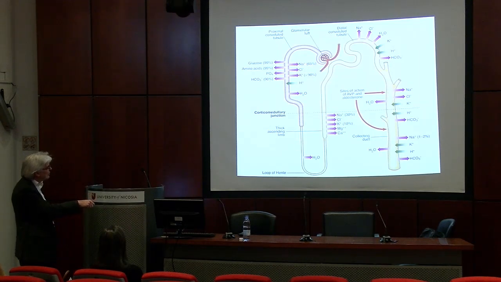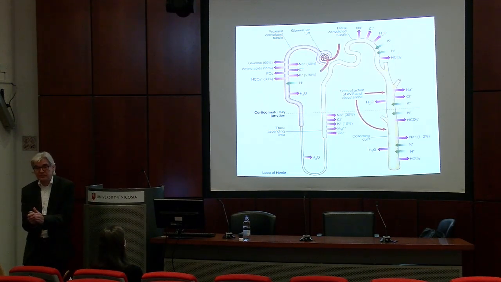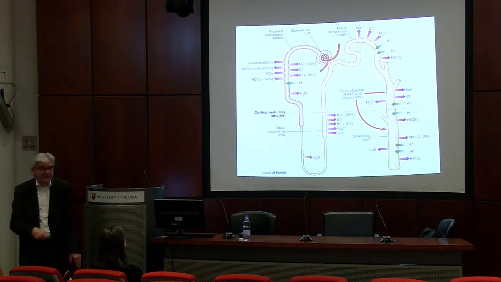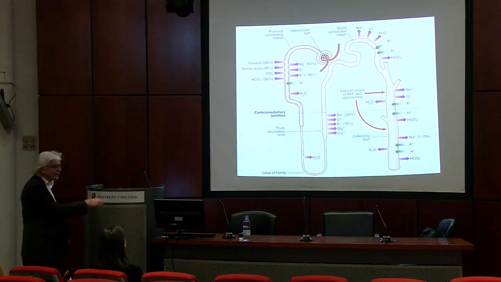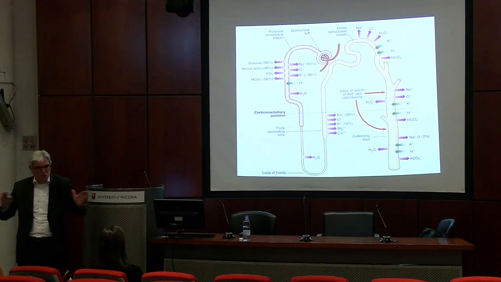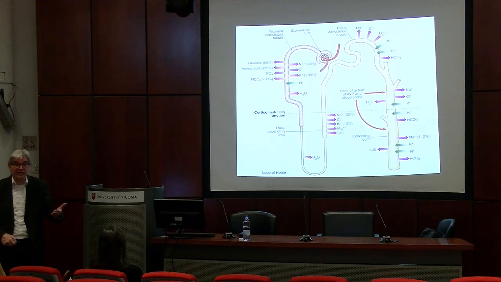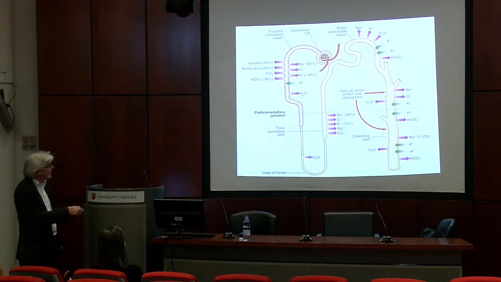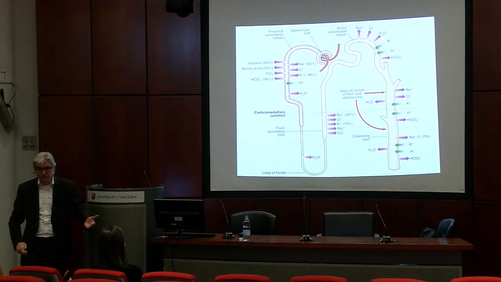The remaining sodium will reach the end of the loop of Henle, and then again about 30% will be reabsorbed. So still not all. And again, the reabsorption of sodium in the first half of the nephron is a more or less automatic process, not well regulated. So regulation occurs in the second part of the nephron. And again, the most important regulator for that is aldosterone.